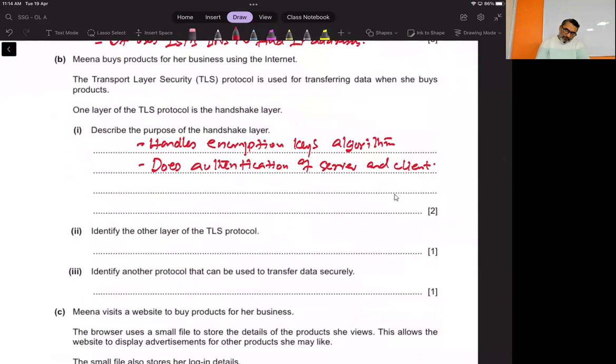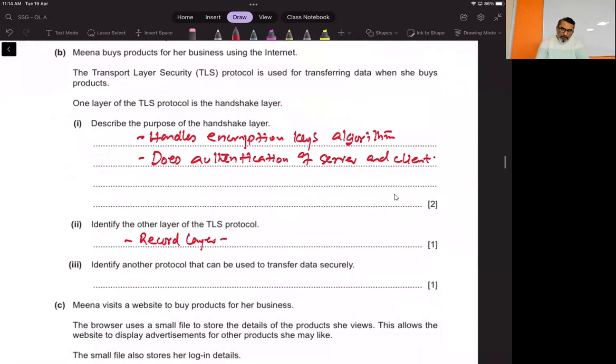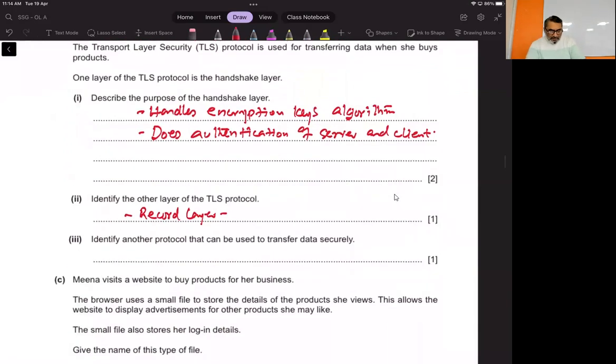Identify the other layer, that is the record layer. Identify another protocol that can be used to transfer data securely. TLS, SSL, we have SSL, we have HTTPS. What other? That's it.